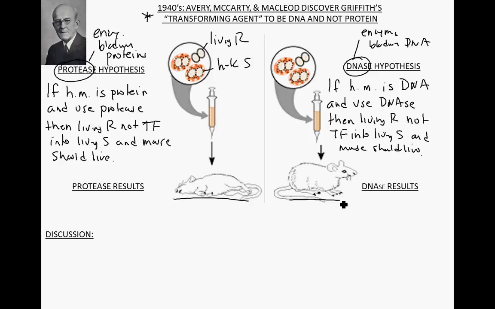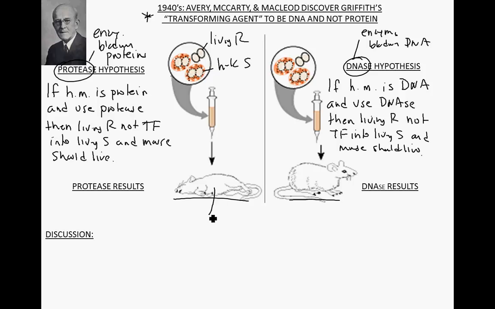So again, using the model system and tweaking it a little bit from Griffith, they're able to confirm their original hypothesis, that DNA is the hereditary material.